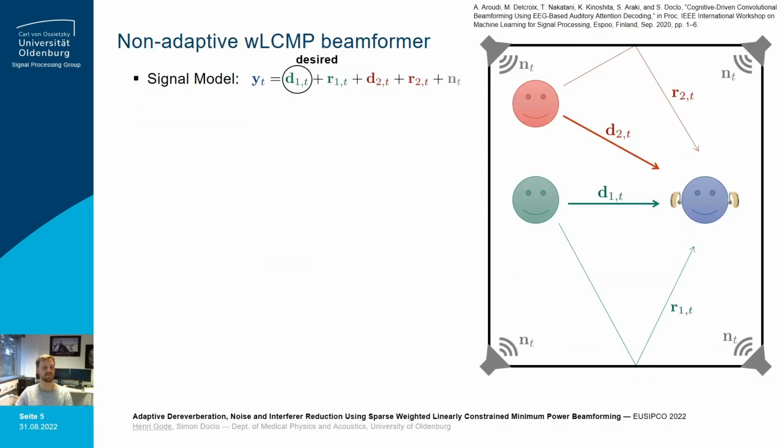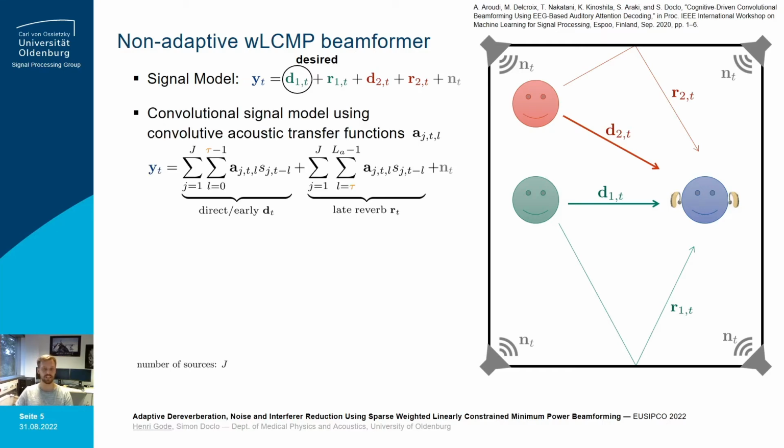So this wl.CMP beamformer is derived by specifying the signal model so that each reverberant source signal is approximated by a convolution over time frames of the clean speech S with a respective convolutive transfer function denoted by A. You can see that the convolution is divided into a term corresponding to the direct and early signal components, D_t, and a term corresponding to the late reverberant signal components, R. The separation is done by the so-called prediction delay tau. You can see this here and here in orange.